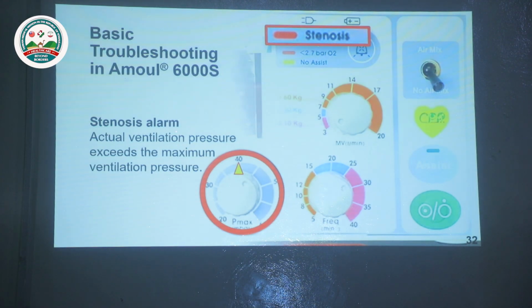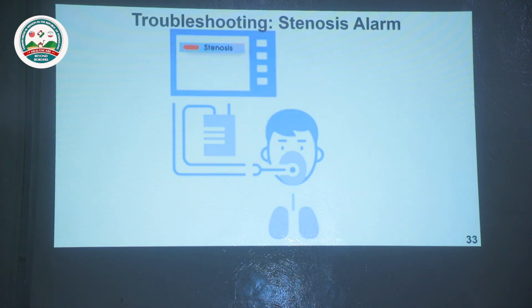So the first thing is the stenosis alarm, or we call it the high pressure alarm. High pressure alarm means that, because we already set the Pmax around 40, if the airway pressure the ventilator measures is more than 40, it will show this stenosis alarm. So when we do the troubleshooting, we need to look at the patient first. You can use your stethoscope to assess or check the breathing sound first.